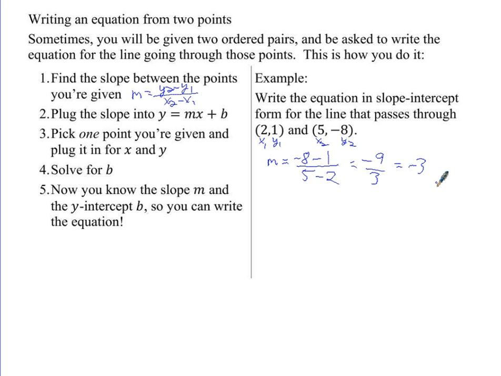Which means in my slope-intercept form, y equals mx plus b, I now know what that m is. So I can write my equation. y equals negative 3x. I don't know b yet, so I have to write plus b. So now my job is to find b. I do that by, number 3, picking one point that you're given and plugging it in for x and y. So my advice was to pick the easier one, whichever one has easier looking numbers. Which one looks like it has easier numbers? Okay, so (2, 1) looks a little bit easier. So we're going to plug these numbers in for x and y. So what will I write?